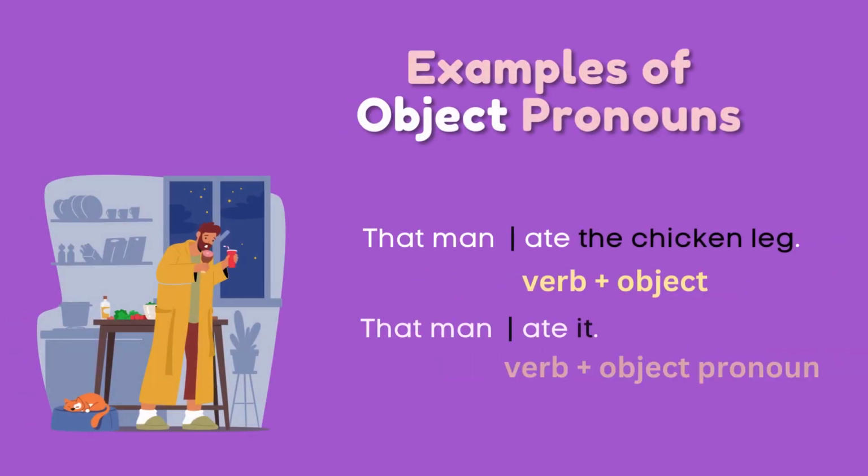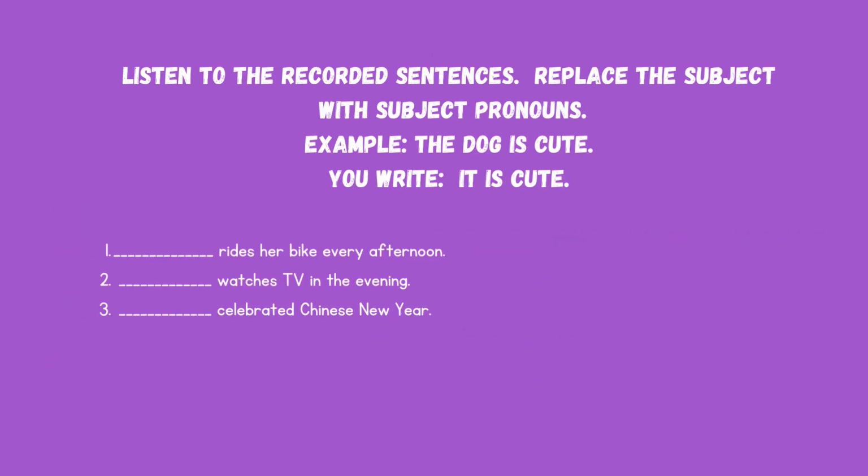In this sentence, that man ate the chicken leg. That man is the subject because he did the action. He ate. What did he eat? The chicken leg. The chicken leg received the action. When we replace the words chicken leg with the pronoun it, it becomes an object pronoun. That man ate it. Now you try.